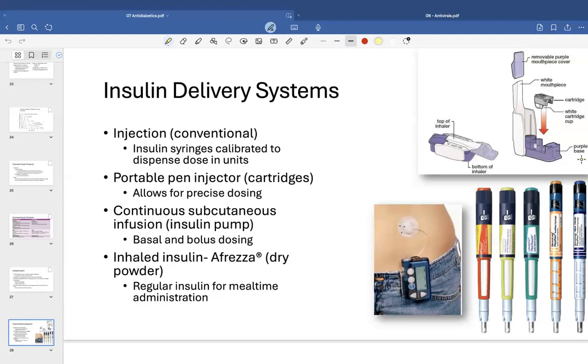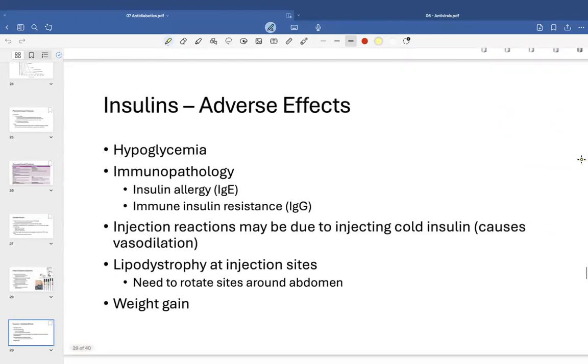Those are the delivery methods that I'm familiar with that are widely used. Adverse effects for insulin include hypoglycemia. There are some immune reactions that can take place. Some patients may develop insulin allergy.